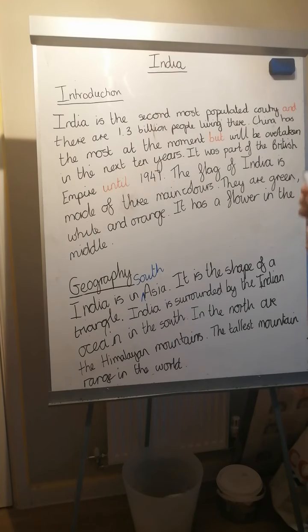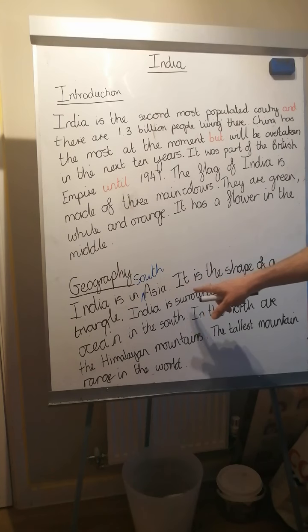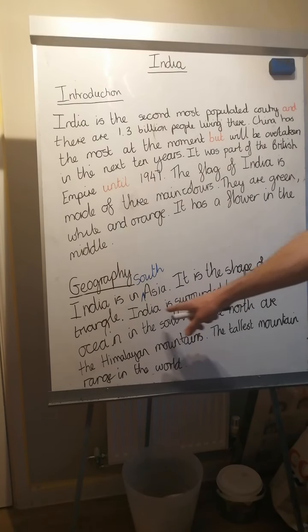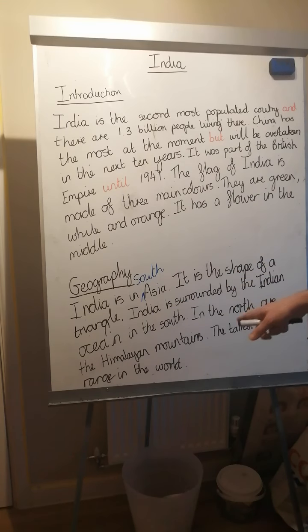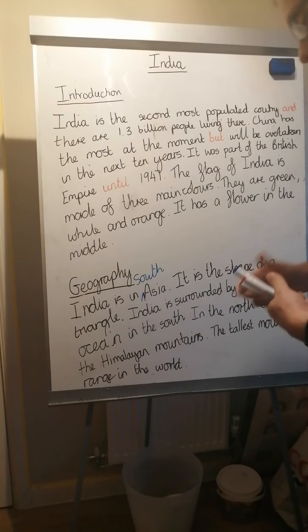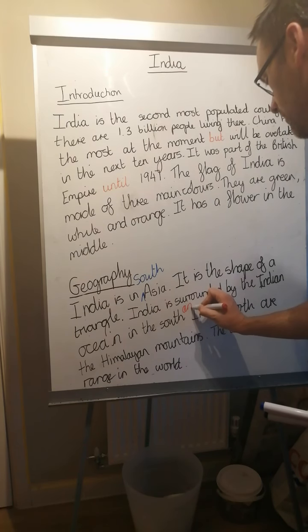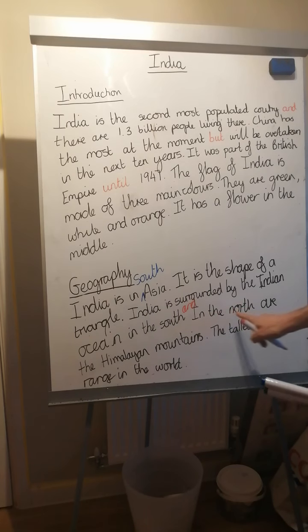So we've actually got here, if I read this, India is in Southeast and South Asia. It is the shape of a triangle. India, you could say, it is surrounded by the Indian Ocean in the south. And let's take that away. Let's improve that by putting and. And in the north are the Himalayan mountains, the tallest mountain range in the world. Well, that's actually quite a surprising fact. So we could put an exclamation mark there.